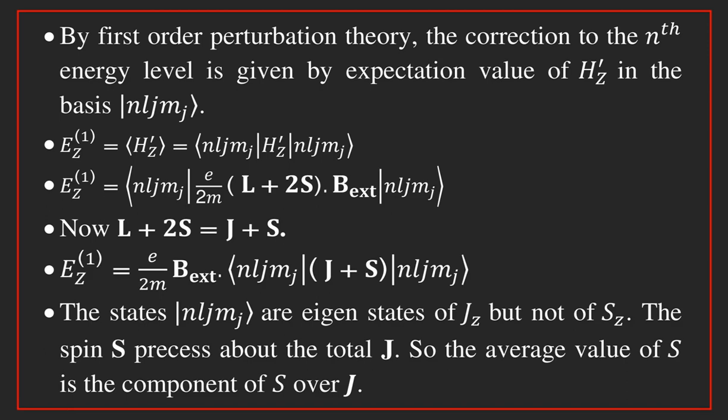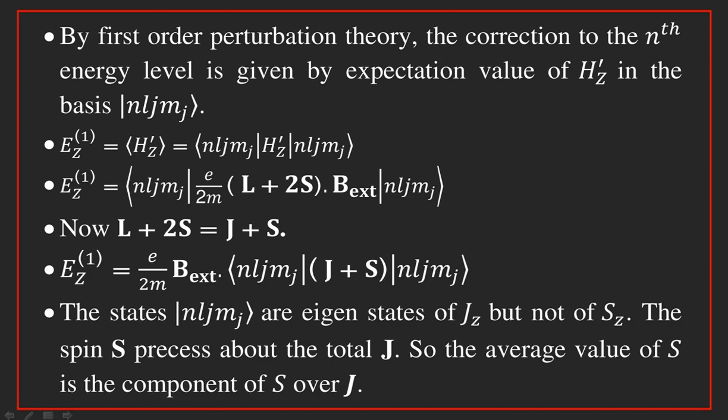So finding the average value of S is somewhat difficult, so we will proceed in an indirect way. We can write L plus 2S as L plus S plus S, where L plus S is equal to J, the total angular momentum. So this can be written as J plus S. Therefore, our correction to the energy becomes: e by 2m can be taken out, and B external, the externally applied magnetic field, can also be taken out because it does not depend on the state of the hydrogen atom. Then the remaining is <n l j m_j| J plus S |n l j m_j>, the expectation value of J plus S.